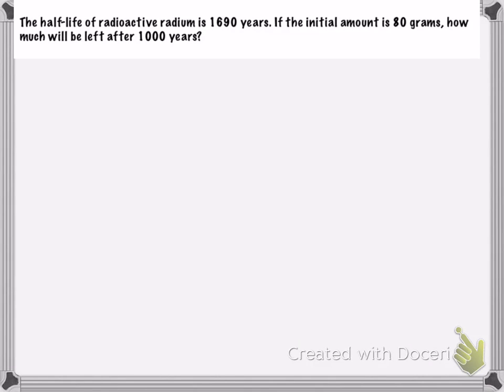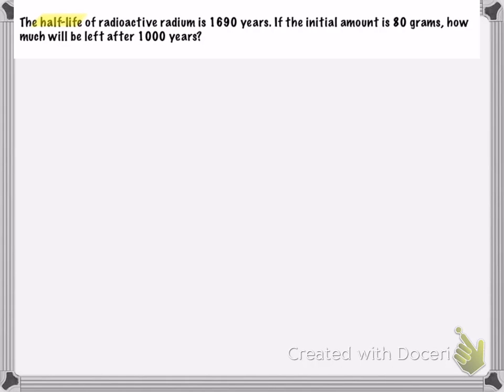The half-life of radioactive radium is 1,690 years. If the initial amount is 80 grams, how much will be left after 1,000 years? So we know this is a half-life problem, so it's going to be an exponential decay situation.